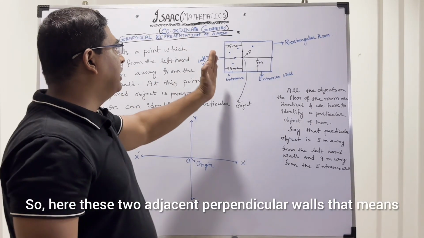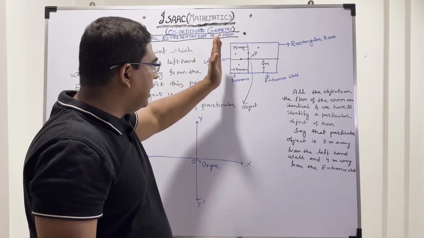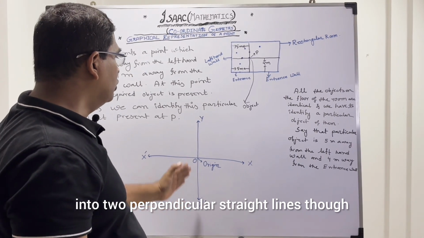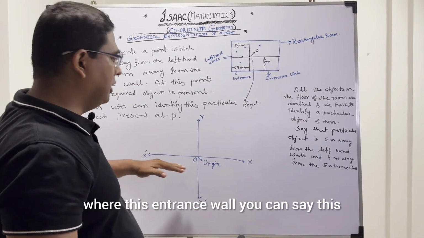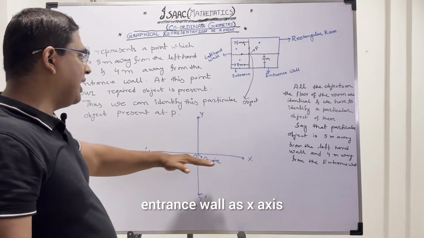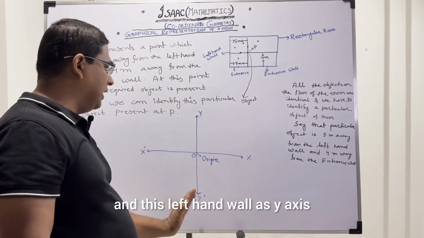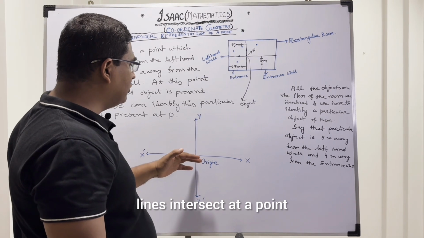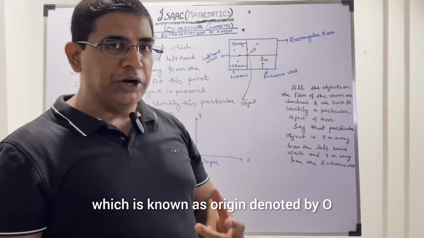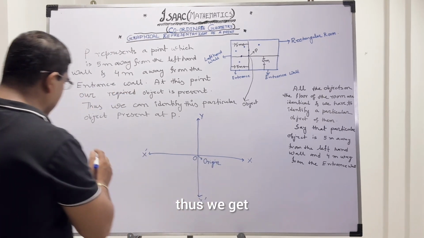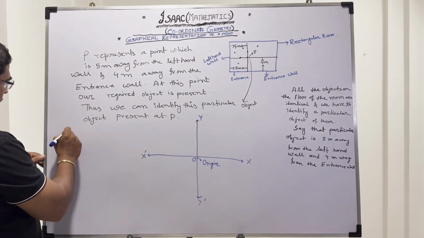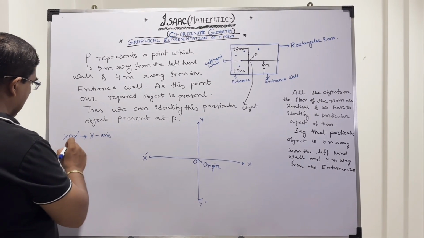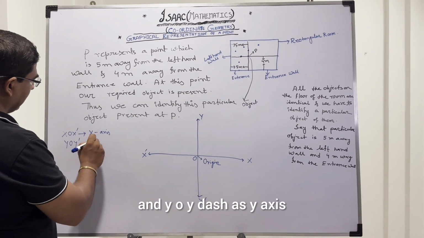So here these two adjacent perpendicular walls, that means left hand wall and entrance wall, are converted into two perpendicular straight lines. You can say this entrance wall as x-axis and this left hand wall as y-axis. These two perpendicular straight lines intersect at a point which is known as origin, denoted by O. So thus we get x dash as x-axis and y dash as y-axis.